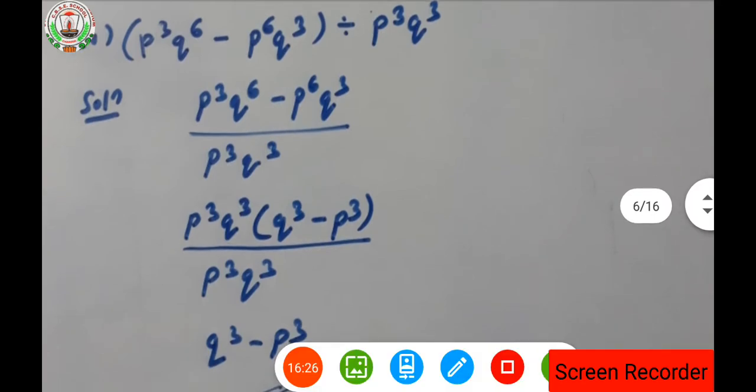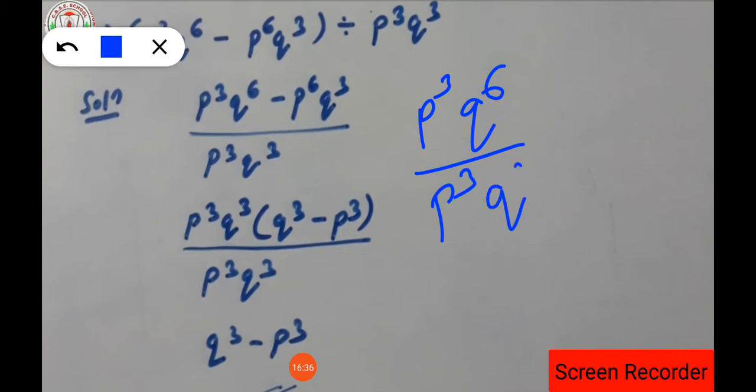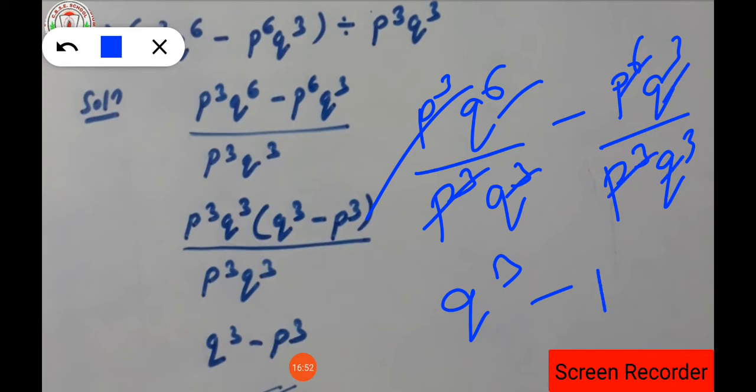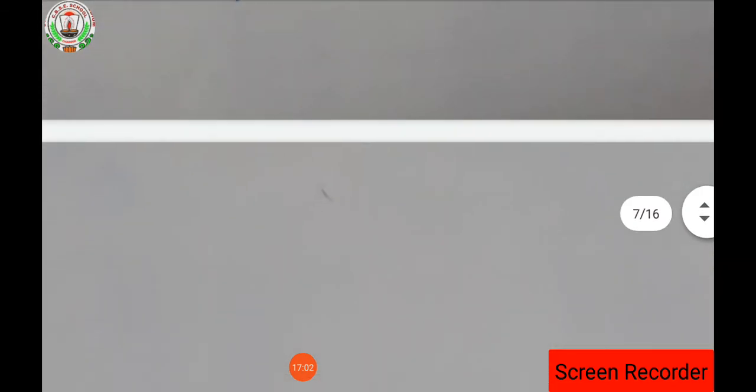Clear? Suppose we take it by separating the numerator and denominator, p cube q 6 upon p cube q 3 minus p to the power 6 q to the power 3 upon p to the power 3 q to the power 3. So here this will get cancelled. Here what is the number left out? q to the power 3 is left out, minus, again it will get cancelled, p to the power 3 is left. So what is the answer whole together? That is q to the power 3 minus p to the power 3. So dear student, whichever method you apply, you will get the same answer.